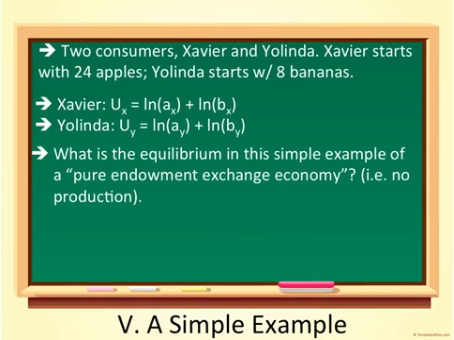Okay, so what is the equilibrium now in this simple example of what we might call a pure endowment exchange economy? All right, so it's just pure endowment, meaning they just start with goods. There's no production. There's no saving and carrying things forward into a future time period. It's one shot. They start out with a distribution of goods, and they have the option of trading, right? So we're going to see they're both going to be better off by trading than if they just consumed what they originally started with.